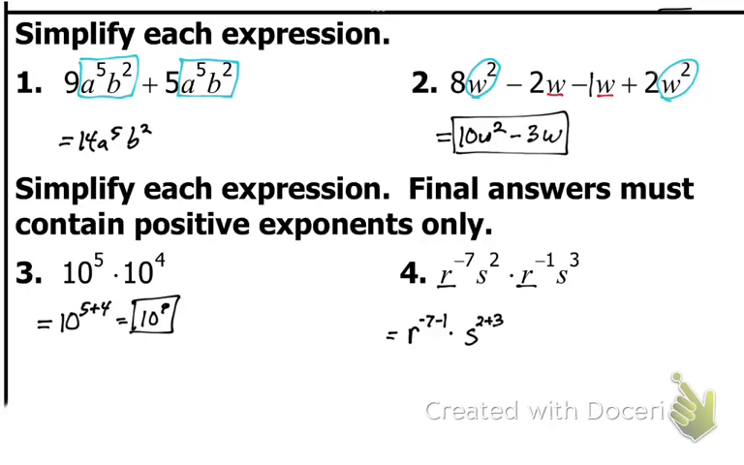So we're going to do negative 7 minus 1. Once again, negative 7, I'm at negative. I go one step further in the negative direction. I should be at negative 8.